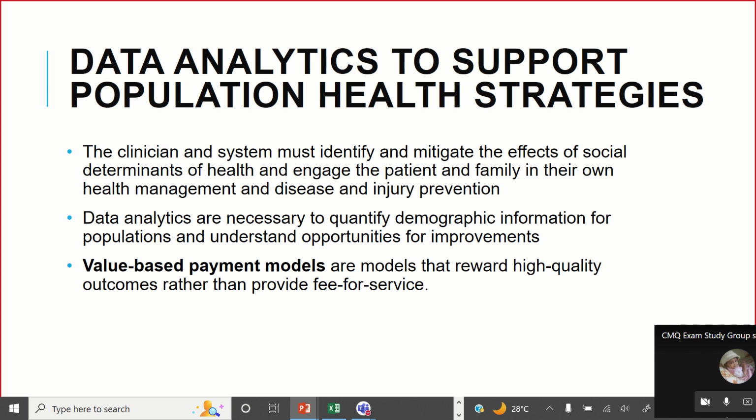Okay. And then they say that data analytics are necessary to quantify demographic information for population and understand opportunities for improvements. So population health is only possible, as we said, if you are able to link them in groups. So the data analytics will depend on all of the data that's being collected.